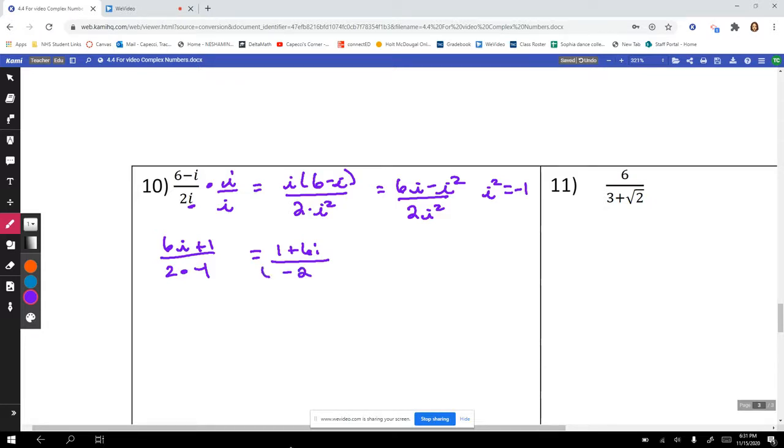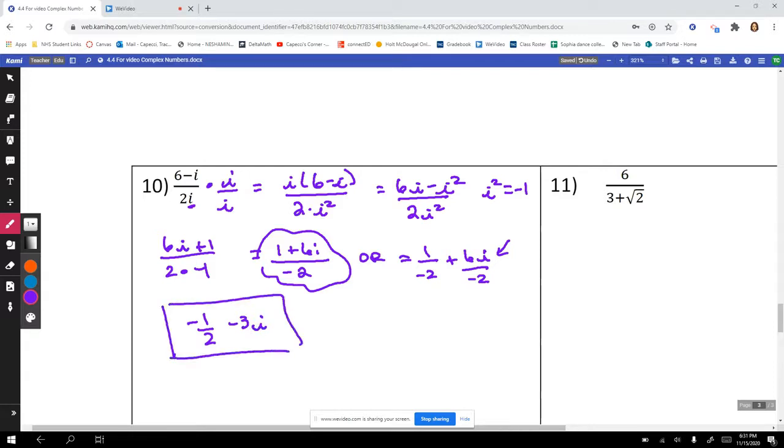So I've seen it this way as an answer, or sometimes they like to split it up, like on standardized tests. So it's going to be 1 over negative 2 plus 6i over negative 2. We can simplify this. This gives me negative 1/2 minus 3i. So either one, you could see here and there.